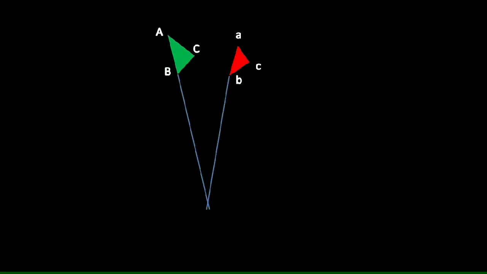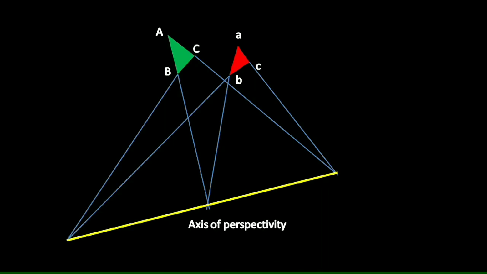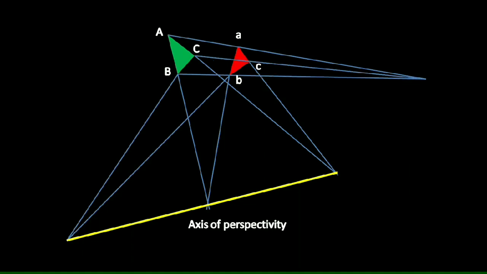The theorem says, suppose we have two triangles on the same plane named as the following. Extend the lines AB and small ab, BC and small bc, AC and small ac. They are supposed to be collinear, lying on the axis of perspectivity, if the extended lines A small a, B small b and C small c coincide at a point which we call the center of perspectivity.